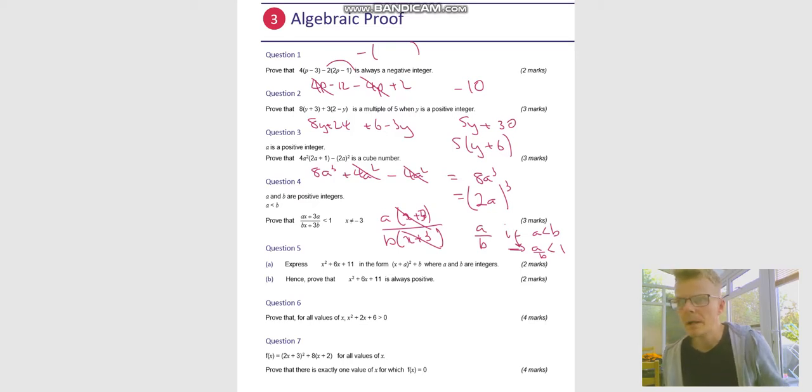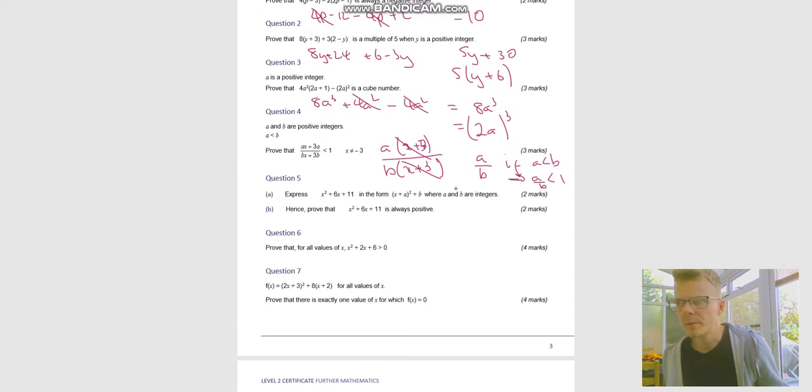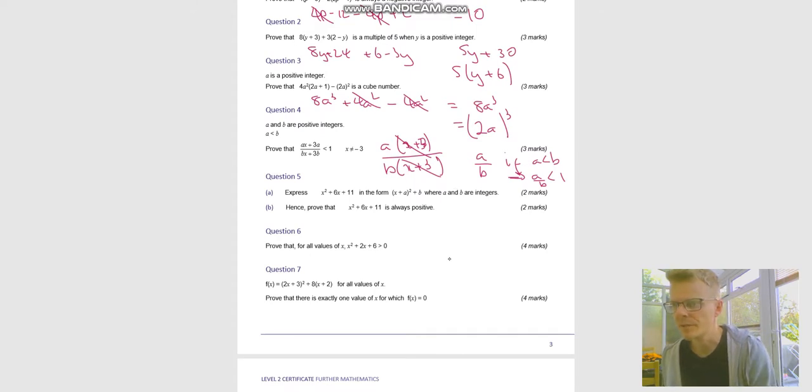Okay. Question 5, express this in the form given. So it's just asking you to complete the square. This is further maths, so I'm just going to assume that we can complete the square. So x plus 3 all squared minus 9 plus 11, which obviously is x plus 3 squared plus 2, so leave that there.